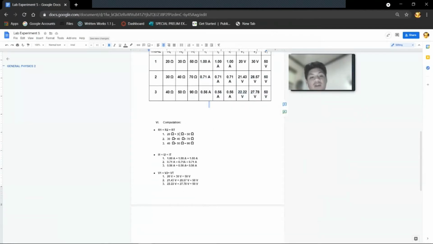Next, the computation of the experiment. To find the total resistance, you must add all the resistances. For example, R1 plus R2 equals total resistance. To find the voltage, you must add all the voltages. For example, V1 plus V2 equals total voltage. And the total current is equal to current 1 and current 2. These are all the computations we did in the experiment.